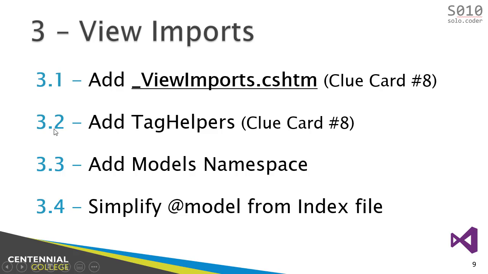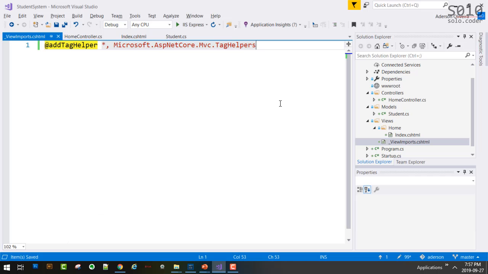Sorry, 3.3, add models namespace. Okay, so I'm going to go to the view imports, and as I said, you can put references to tag helpers and to namespace as well. You can say something like this: at using, and I'm going to put the namespace of models here. So student system dot models.